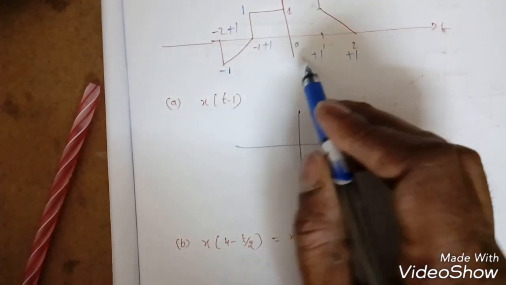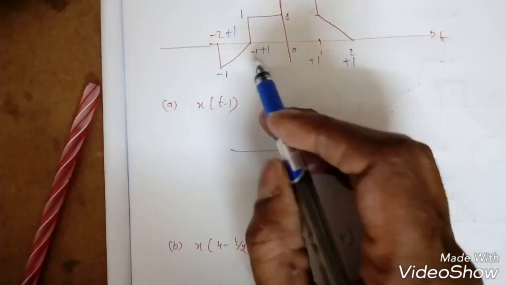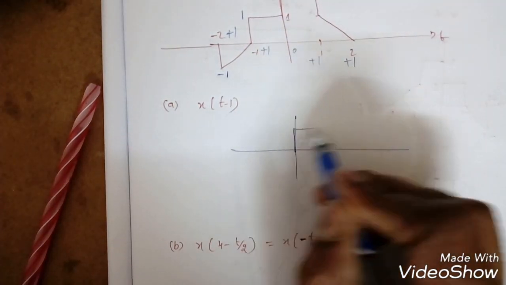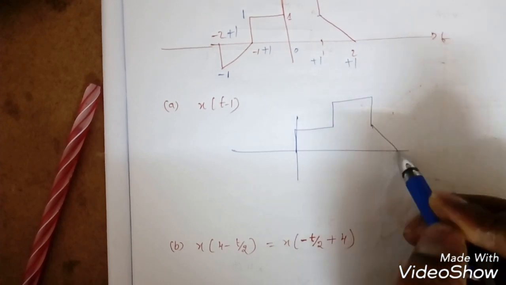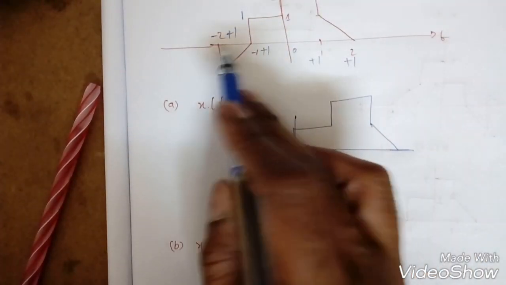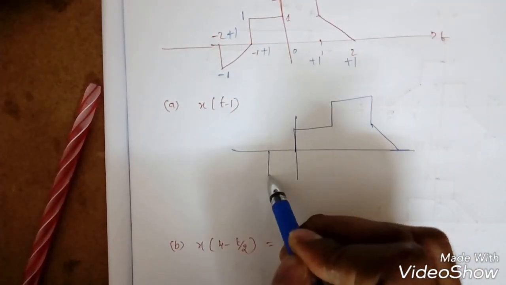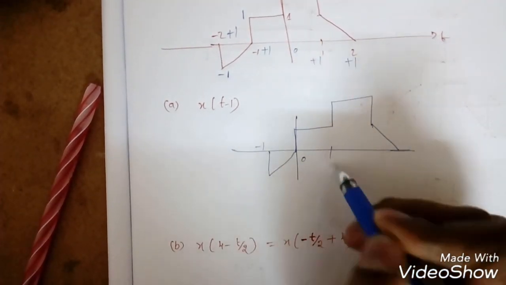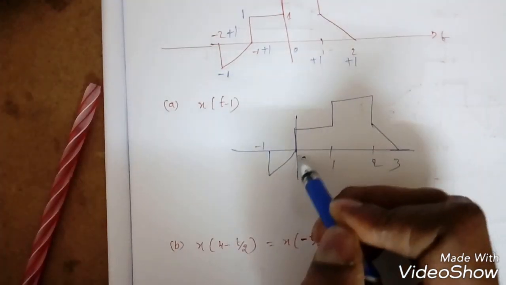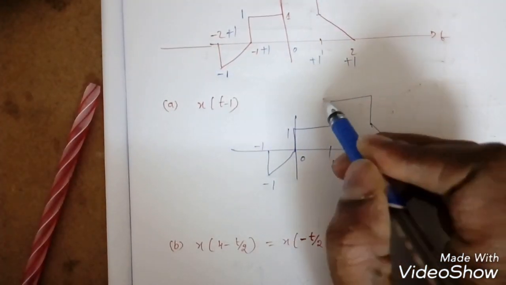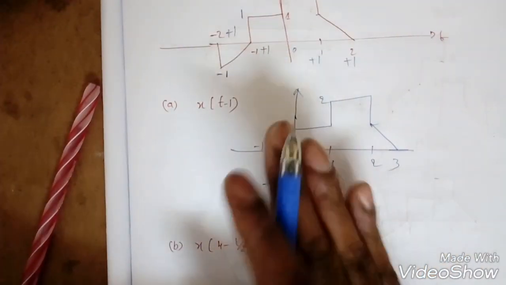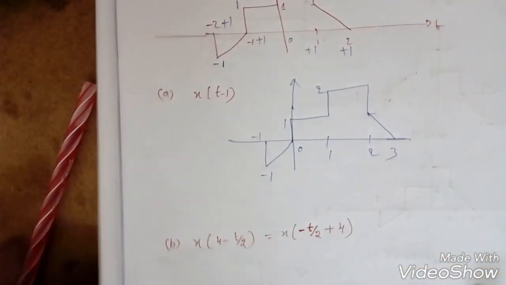So that will be moved like this. This is 0, so it will be moved to 1. This is -1, it will be moved to 0. So that is like this. And this -2 will become -1, and -1 will become 0. So -1, 0, 1, 2, and 3. This is -1, 1, and this is 2, and this is again 1. This is the x of t -1, which is the delayed version.